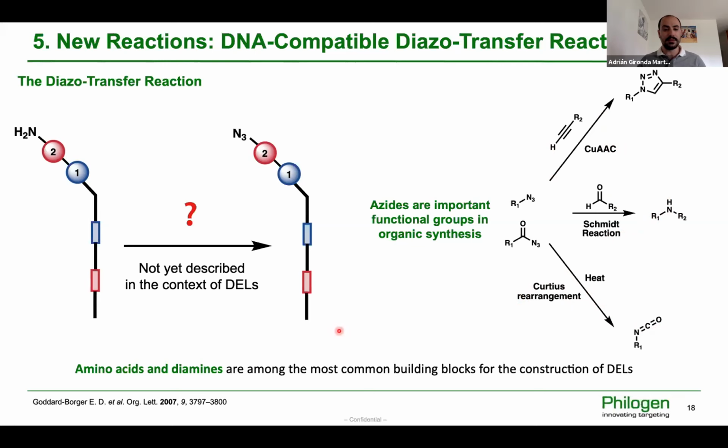Moreover, the amino acids and the amines are among the most common building blocks for the construction of DNA-encoded libraries, and so the functionalization of these amines is highly desired. I have to say that this reaction was not yet described in the context of DELs. It was described in the context of oligonucleotide chemistry, but not with the requirements of construction of a DEL library.